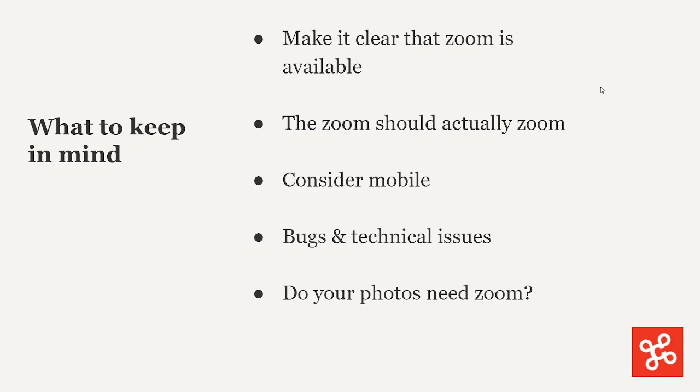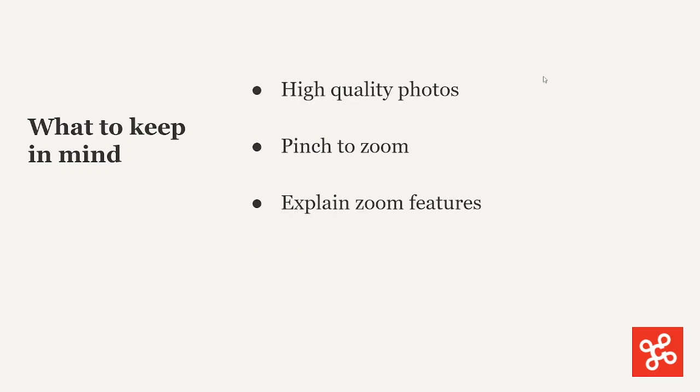So we'll show some examples. The zoom should actually zoom. Sometimes you might use a zoom tool and it just makes the image bigger on the screen, but it doesn't actually zoom in. Also consider mobile. How are you going to display zoom on mobile? Consider bugs and technical issues. Make sure you thoroughly QA if you're implementing a new zoom feature, because bugs are something you definitely don't want to have when people are looking at product images.